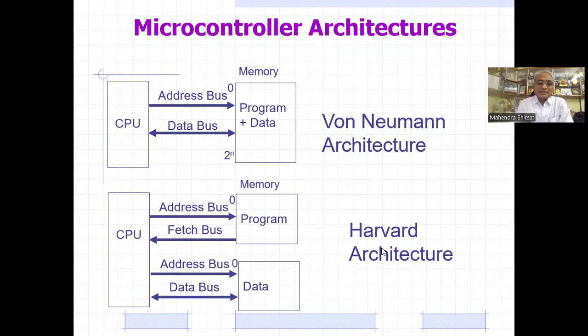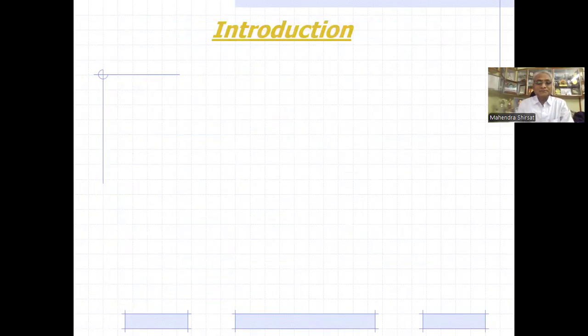But if you look at the Harvard architecture, the rest of the thing is the same, but the only thing is the program and data memory are different. They are placed separately within the architecture. This is the main difference between von Neumann architecture and Harvard architecture.